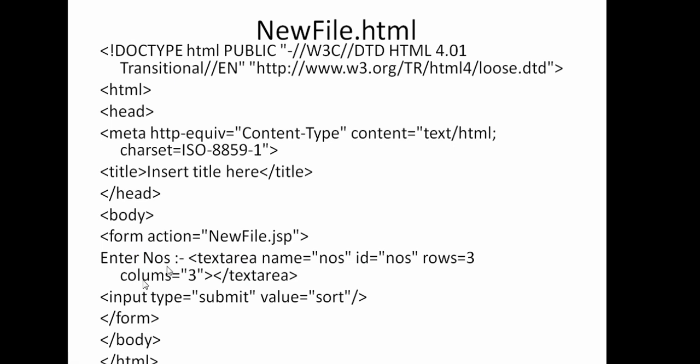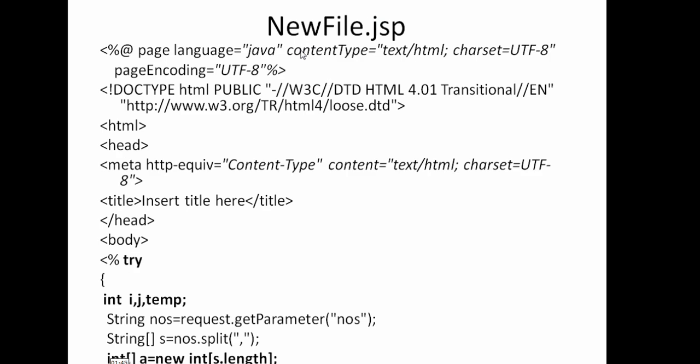On the form, clicking the submit button will call newfile.jsp in the action. The code that I have used for newfile.jsp is JSP code. This is a page directive that is telling the language is Java, the content type is text/HTML, the character set is UTF-8, and the page encoding is UTF-8. This is a doc type for HTML4. Basically, you can use an HTML5 doc type also, no issue.